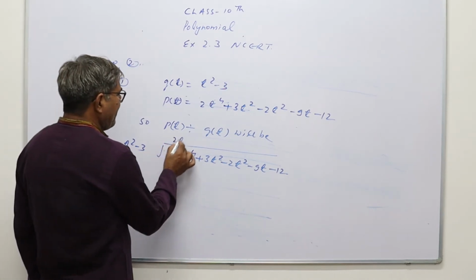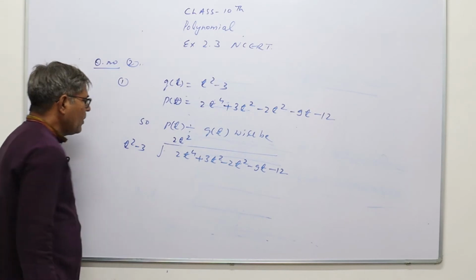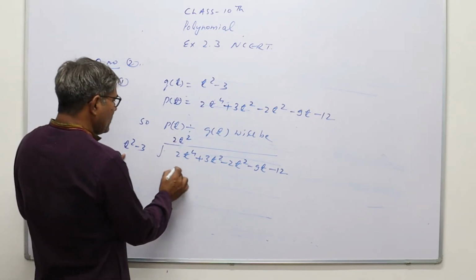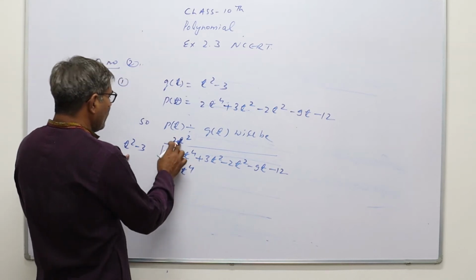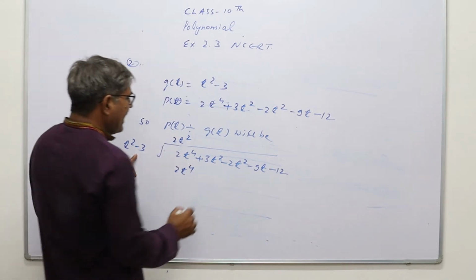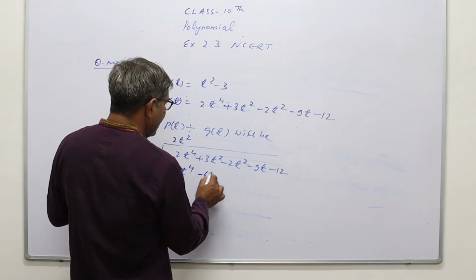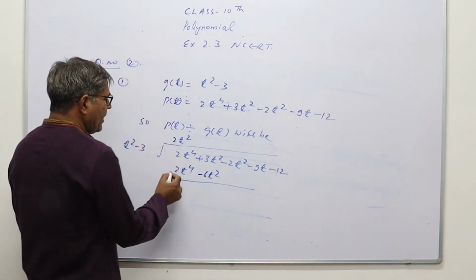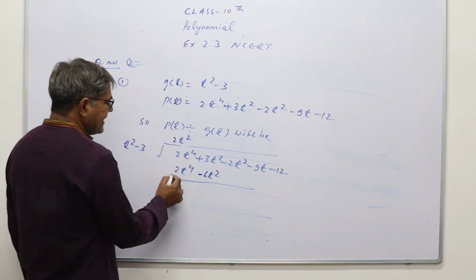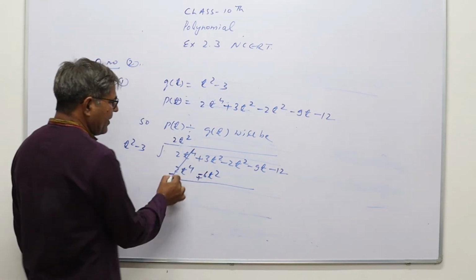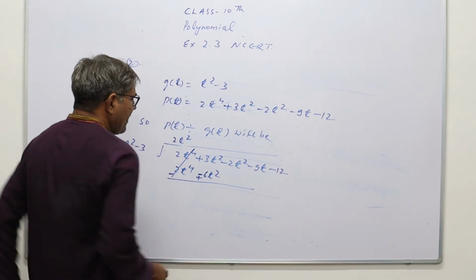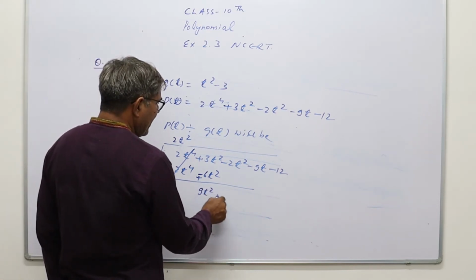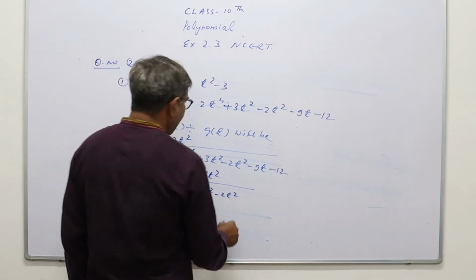So if we multiply the divisor by 2t square, then 2t square into t square is 2t power 4. Then 2t square into minus 3 is minus 6t square. Subtract the corresponding terms. So for the subtraction change the sign, so minus and plus. This will cancel out.